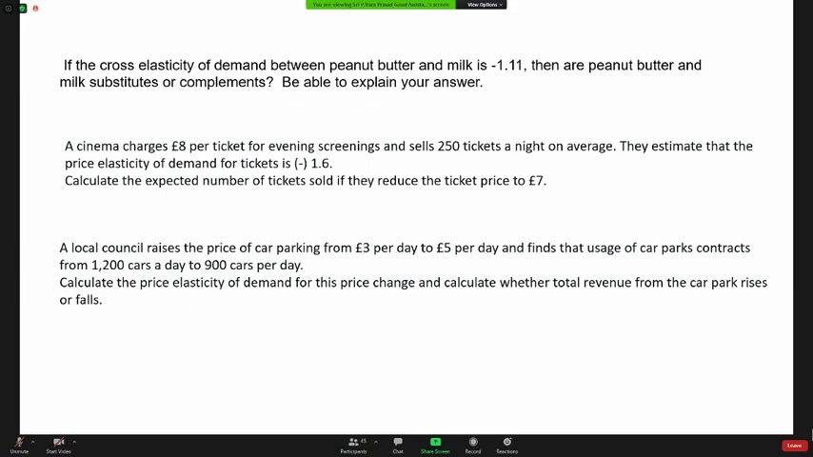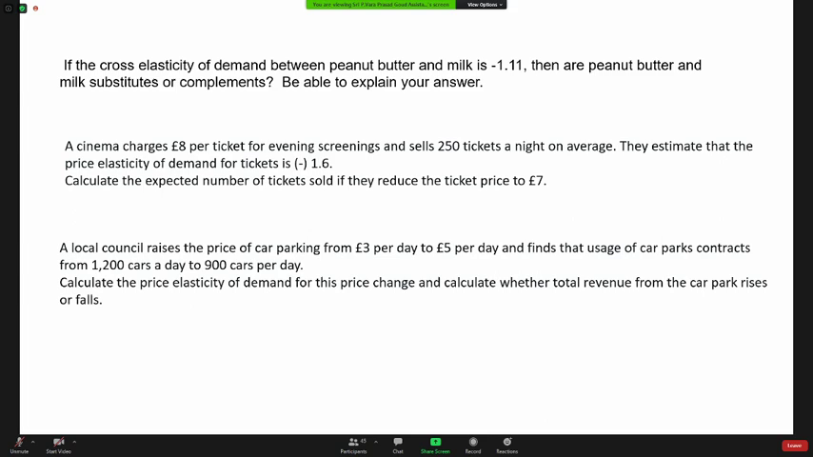So first question, you need not solve. Try to predict the answer for the first question without solving. It is some general thinking question. Just by looking at the question, you'll be able to say the answer. They are complements. So be able to explain your answer, not just state answers.